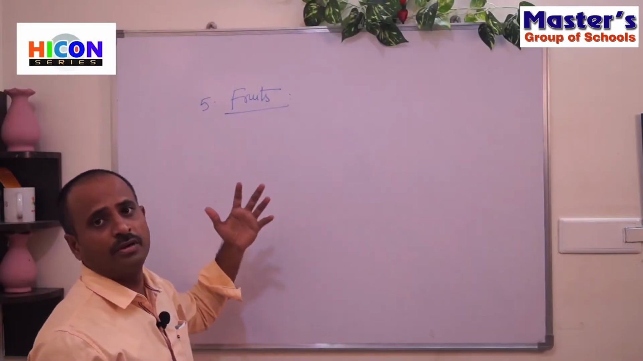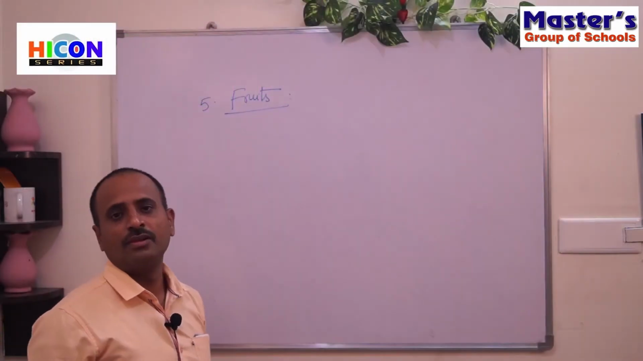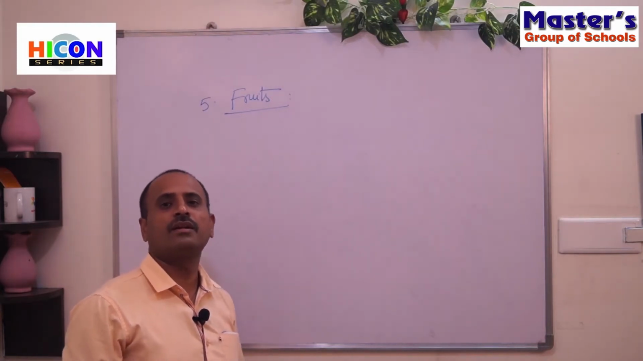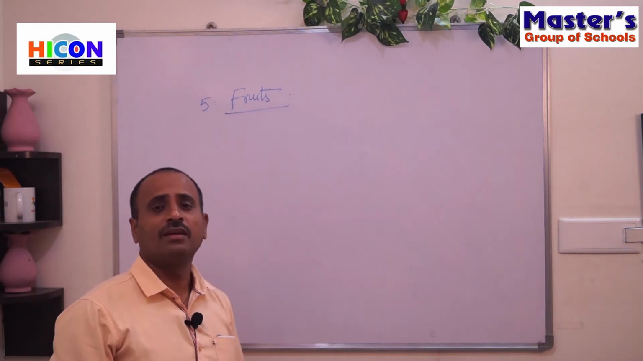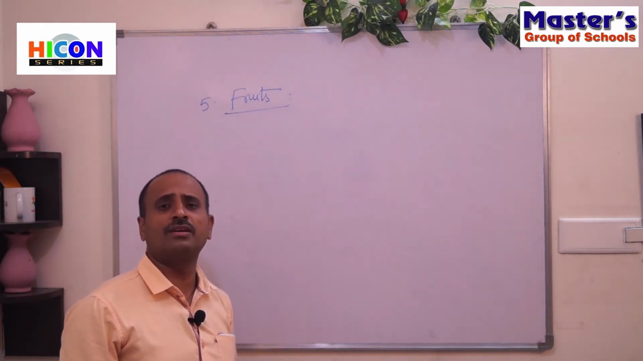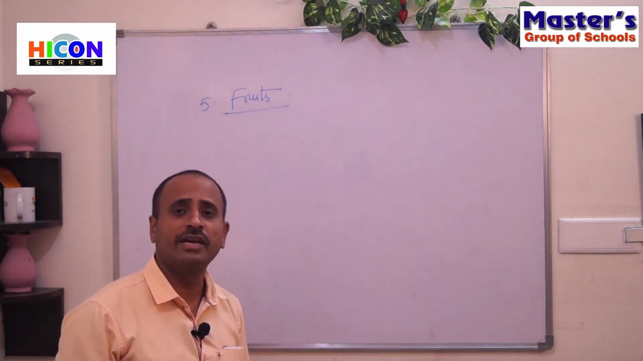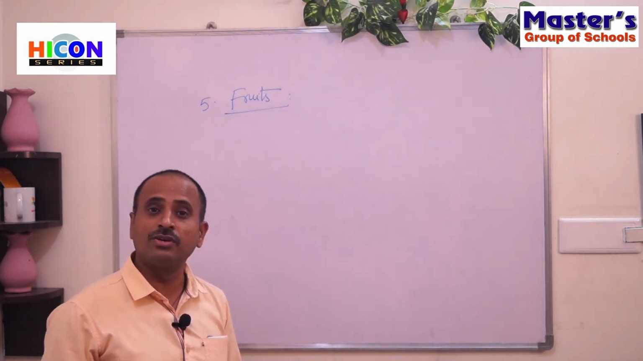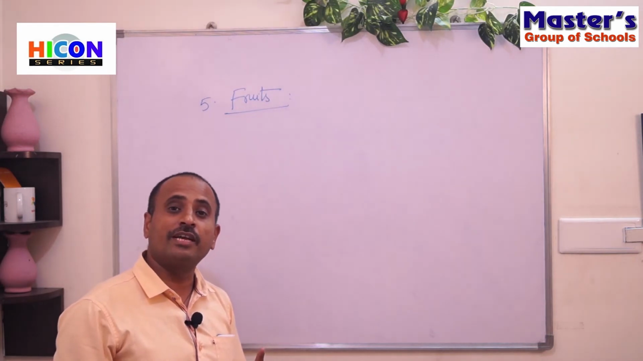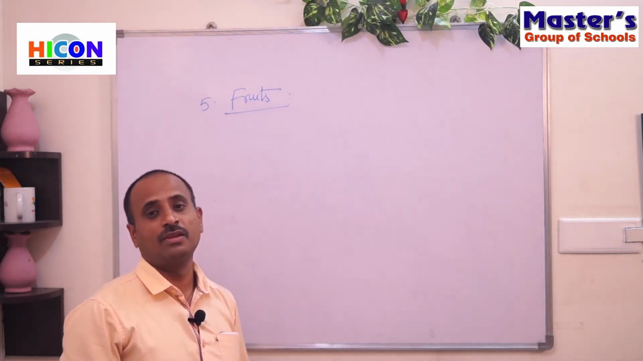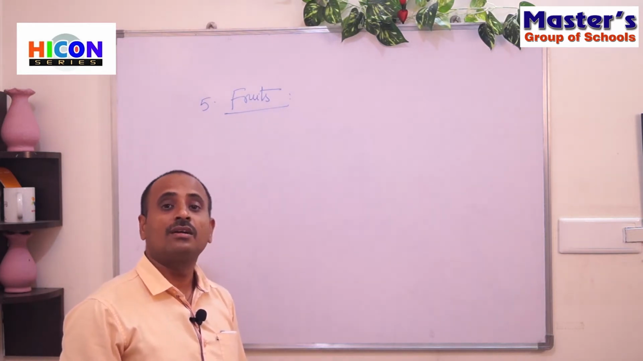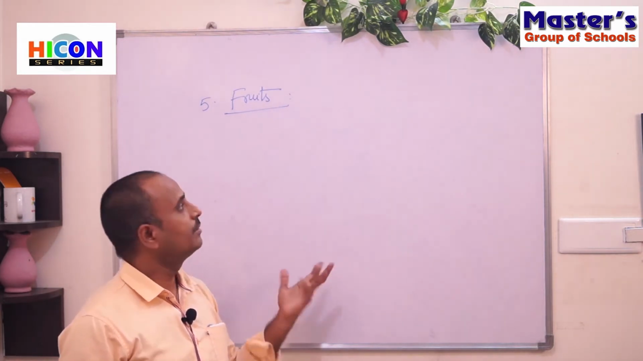Another part in the plant is fruits. So we will observe different types of fruits like banana, grapes, apples, guava, and watermelon. All these are the different types of fruits we eat daily in different seasons. And we also eat different types of vegetables in our food. So those vegetables and these fruits are from the plants.